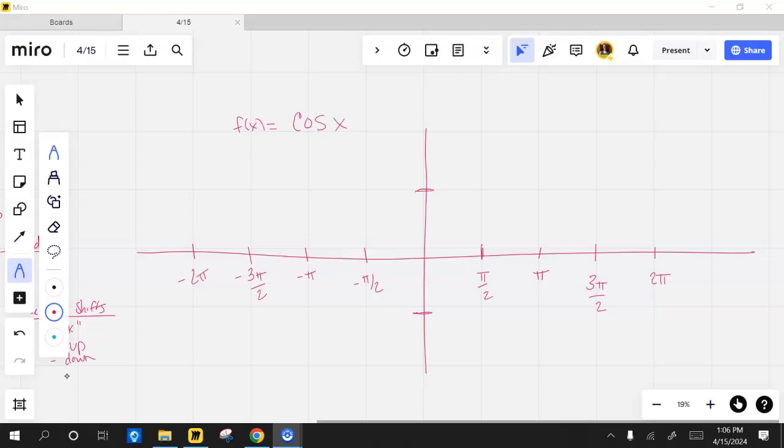Cosine, here we go. Cosine of 0. What's the cosine of 0? 1. Max?